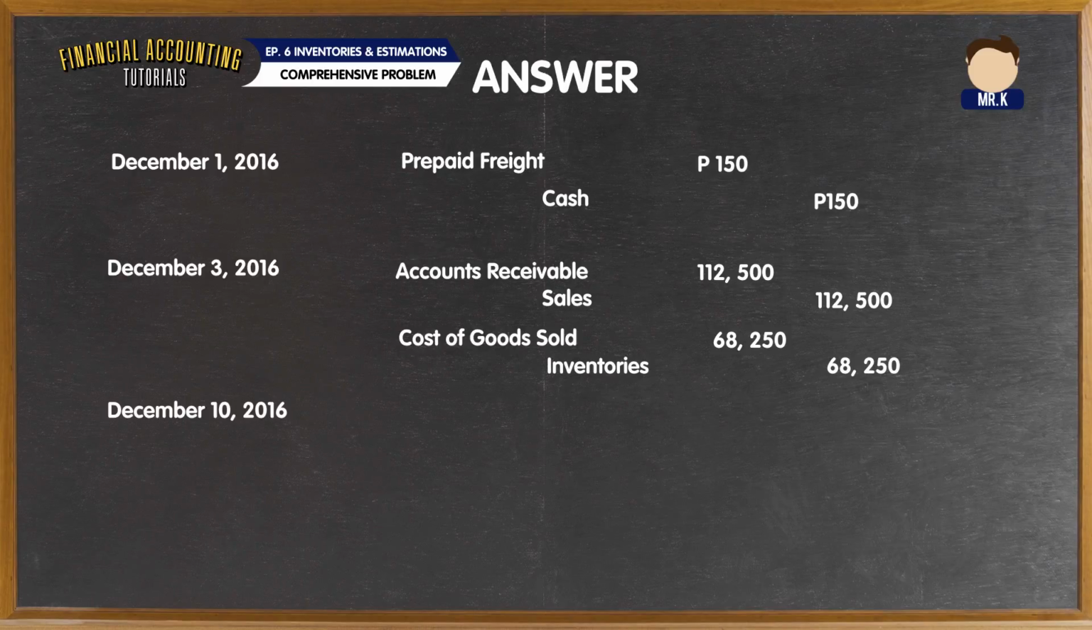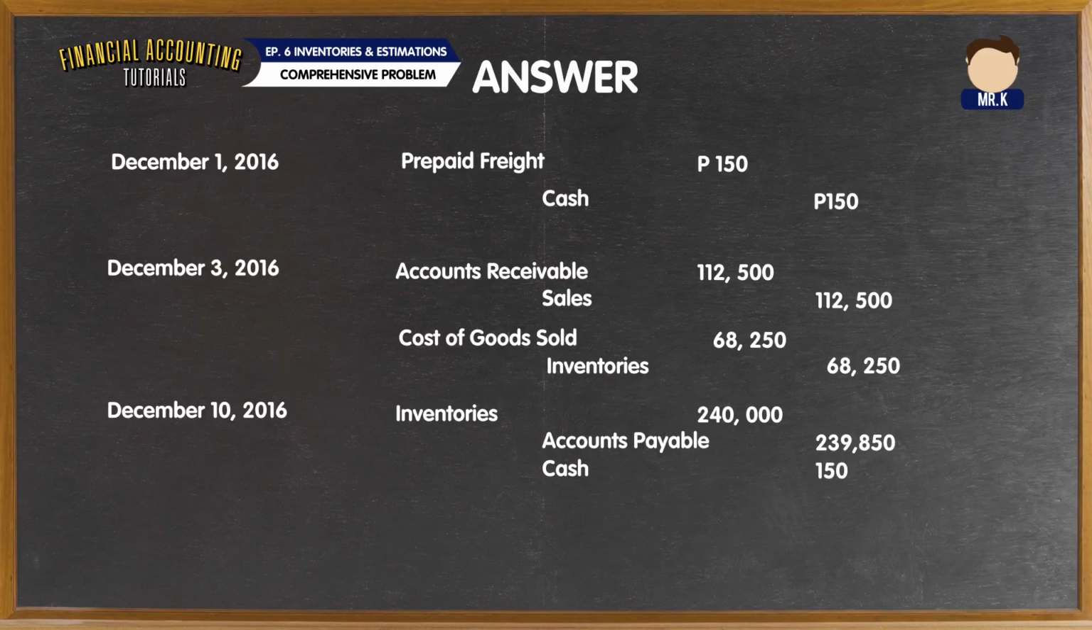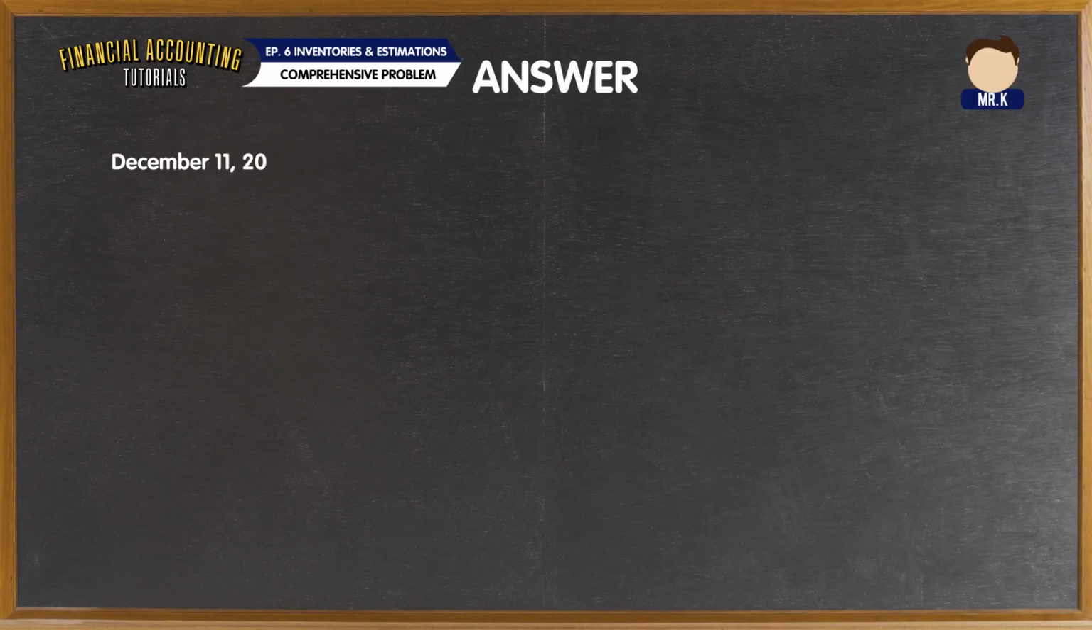On December 10, we debit inventories at 240,000 pesos and we credit accounts payable at 239,850 pesos and credit also cash at 150 pesos. Also, on December 10, we debit accounts payable of 40,000 pesos and credit inventories at 40,000 pesos. We will not have any journal entries for December 11.